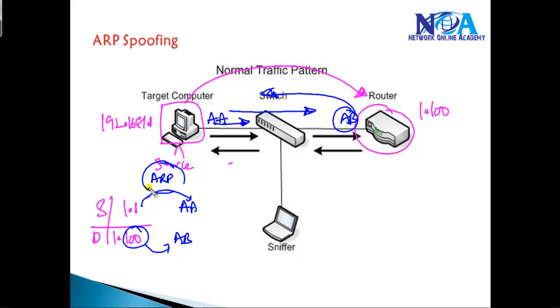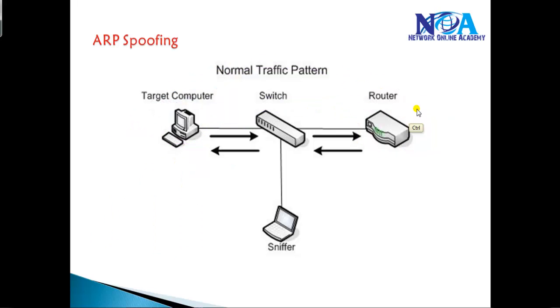Now, ARP is a protocol which helps you resolve the IP to MAC address in the LAN, because the switches only understand MAC addresses, but when you're trying to communicate, we generally use IP addresses for communication. This ARP spoofing attack takes advantage of the ARP protocol.